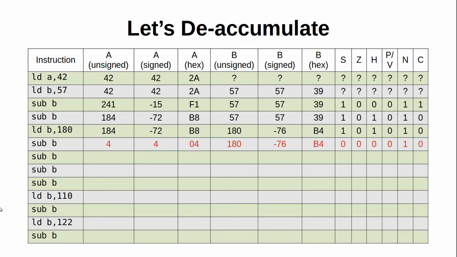Now we just had a simple positive result, which didn't even require a half carry for 8 minus 4 in the lower nibbles, so only the n bit is set. Let's do another sub b.